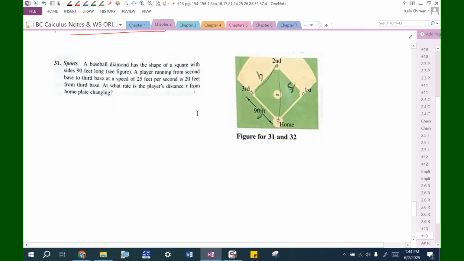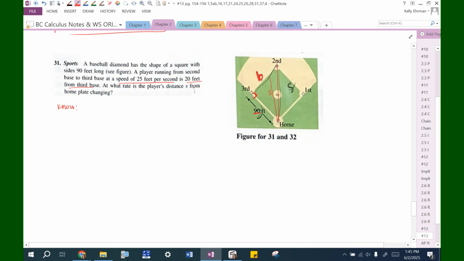All right. A baseball diamond has the shape of a square with sides 90 feet long. See the figure. A player running from second base to third base at a speed of 25 feet per second is 20 feet from third base. So in this picture, I'm going to keep the labels that somebody drew in. So the distance from home plate to the runner, whether they're at second or anywhere along this line, that's S. We have a right angle here. I'm going to keep this as B, like the base, I guess. This is 90. This is fixed. So what do we know?